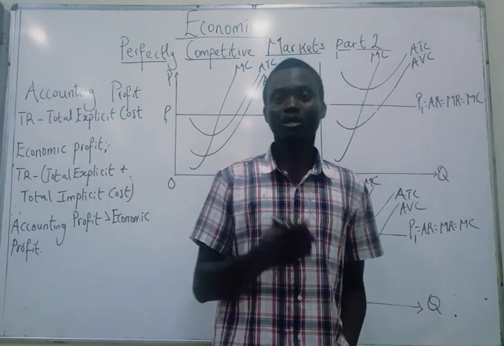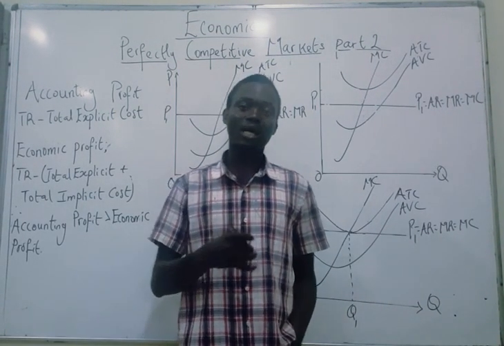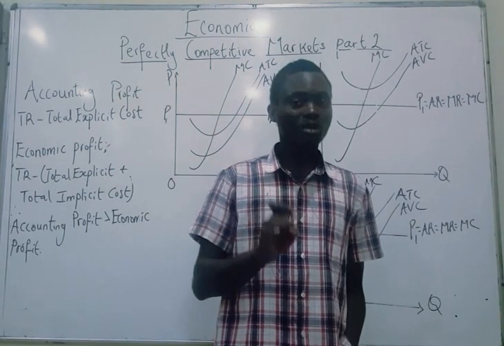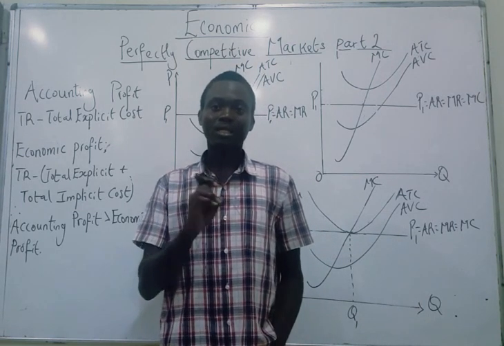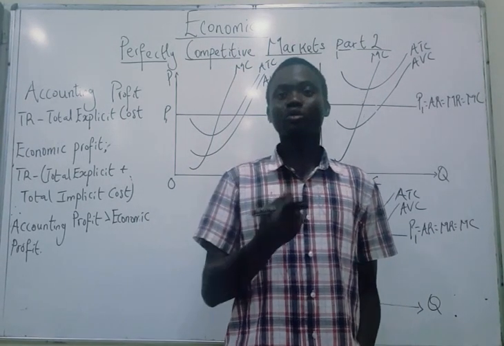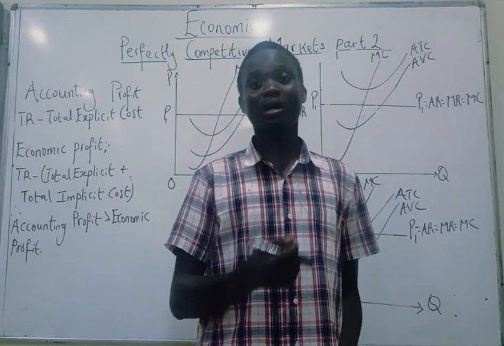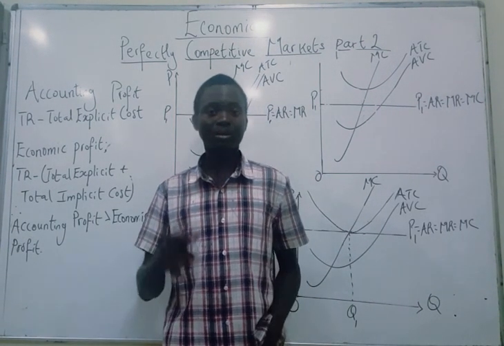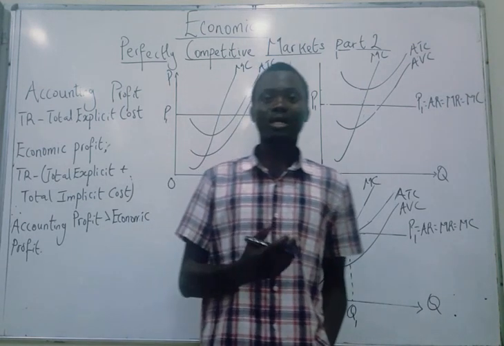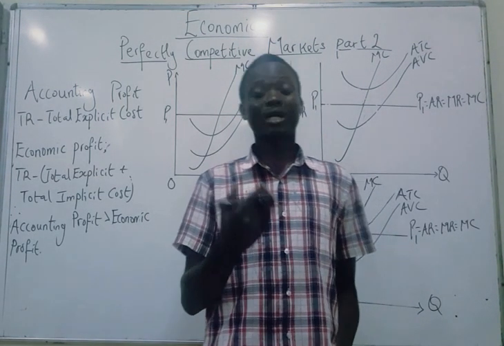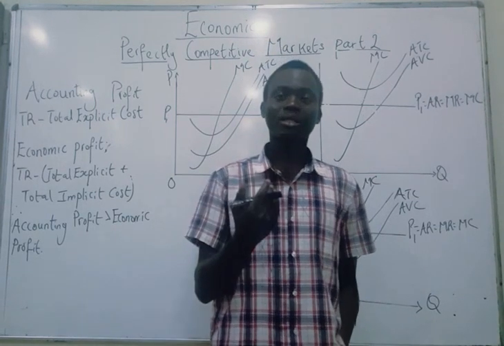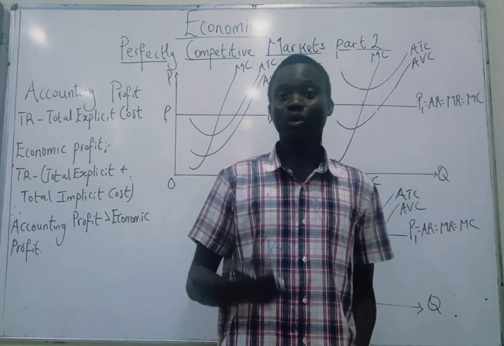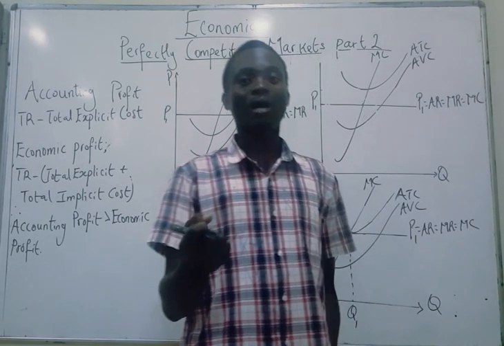Explicit costs are simply the costs that involve cash outflow, and implicit costs are costs that do not involve cash outflow, but are potential cash inflows. So implicit costs are also called opportunity cost. Now let me break it down simply. When we say explicit costs are costs that involve cash outflow, it simply means that the producer has to take money from the business to buy an input.